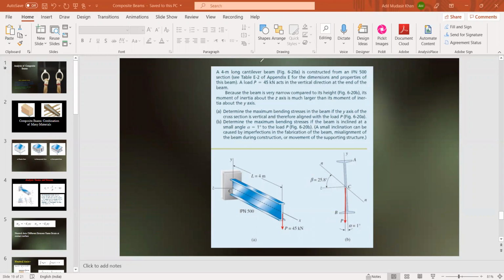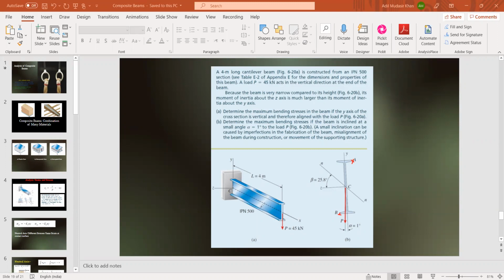Sigma max, since now we have to calculate the maximum bending stress. The maximum bending stress occurs at the points A and B, at the top and at the bottom. You should always remember, at the top and at the bottom, the bending stresses are always maximum. Values are the same. At the top surface, you will have compressive. At the bottom surface, you will have tensile.